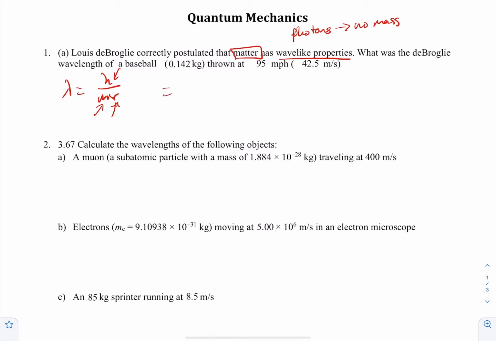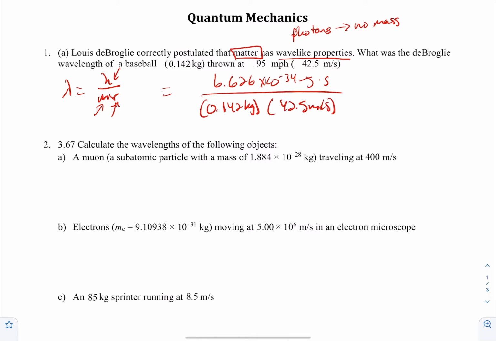Okay, so that becomes 6.626 times 10 to the negative 34 joule seconds, and then that's over 0.142 kilograms times 42.5 meters per second. Some people ask, what unit does the mass have to be in? It has to be in kilograms, because 1 joule is equal to 1 kilogram meters squared per second squared.